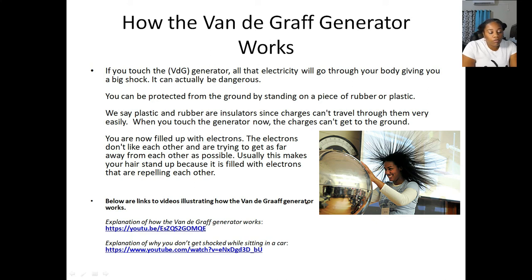You can be protected from the ground by standing on a piece of rubber or plastic. We said plastic and rubber are insulators since charges cannot travel through them easily. When you touch the generator now, the charges can't get to the ground. You are now filled up with electrons. The electrons don't like each other and are trying to get as far away from each other as possible. Usually, this makes your hair stand up because it is filled with electrons, which are repelling each other.